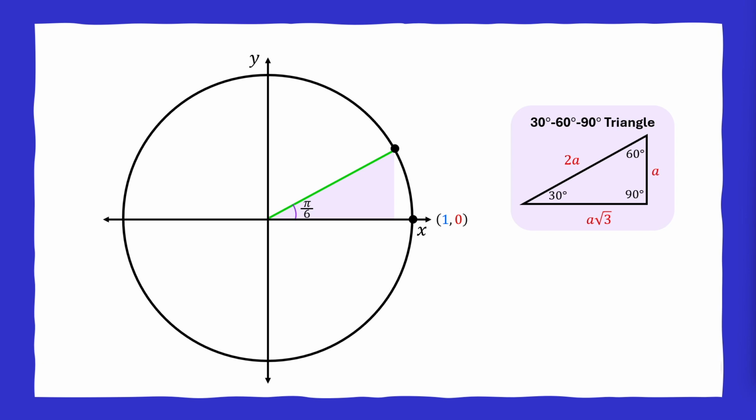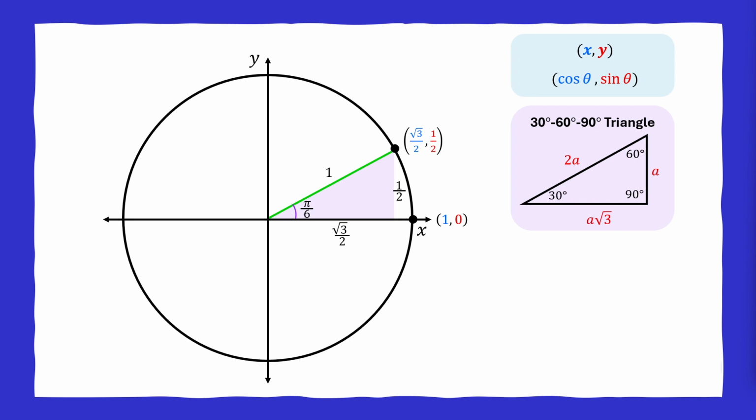Since we're working with a unit circle, the radius, which is also the hypotenuse, is 1. So we find that the shorter leg is 1/2, and the longer leg is the square root of 3 over 2. Thus, the coordinates of the point at pi over 6 radians are the square root of 3 over 2 and 1/2. Notice that these coordinates represent the cosine and sine of the angle. This means that the cosine of pi over 6 is the square root of 3 over 2, and the sine of pi over 6 is 1/2.